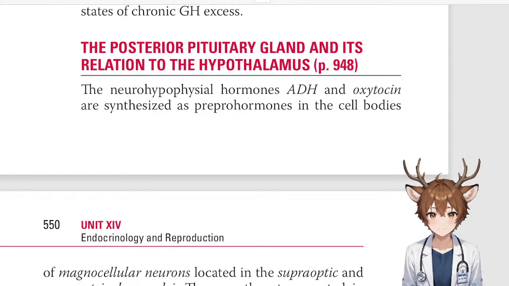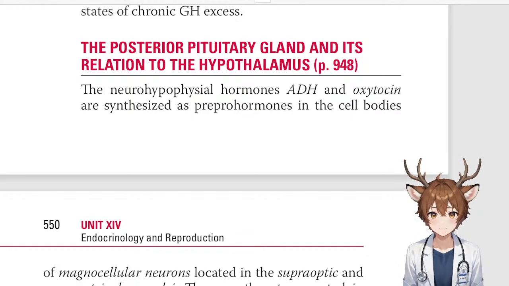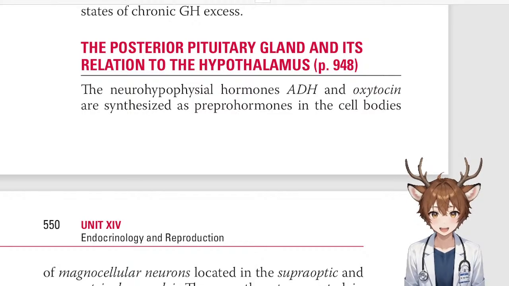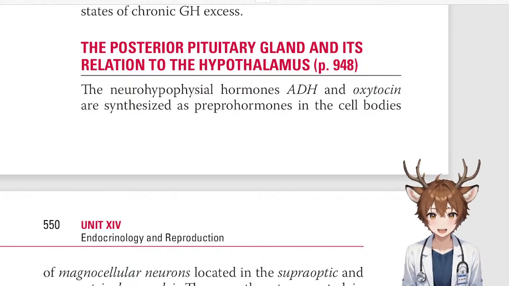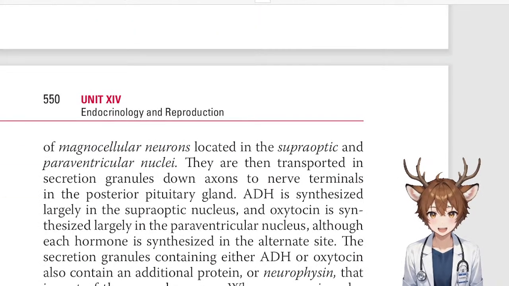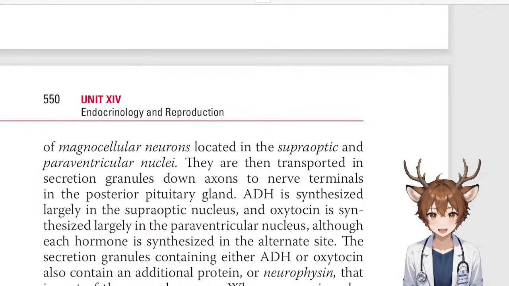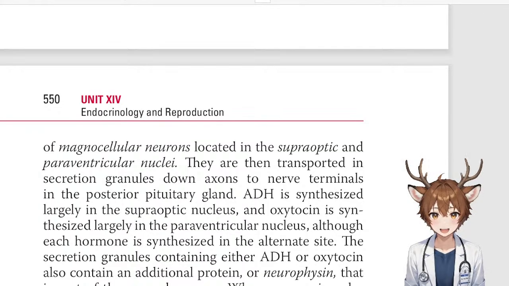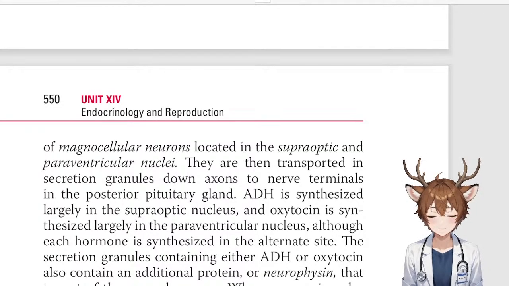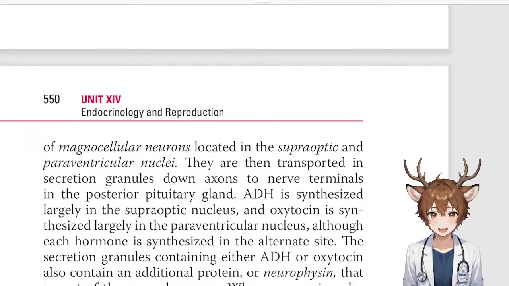That's important too. Now, the posterior pituitary gland and its relation to the hypothalamus. The neurohypophyseal hormones ADH and oxytocin are synthesized as pre-pro hormones in the cell bodies of magnocellular neurons located in the supraoptic and paraventricular nuclei. They are then transported in the secretion granules down axons to nerve terminals in the posterior pituitary gland. ADH is synthesized largely in the supraoptic nucleus, and oxytocin is synthesized largely in the paraventricular nucleus.